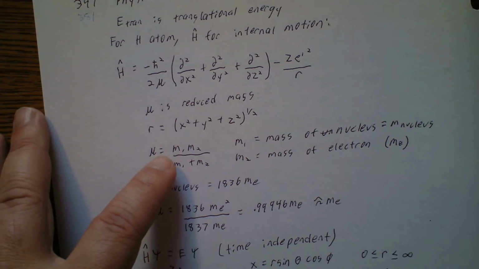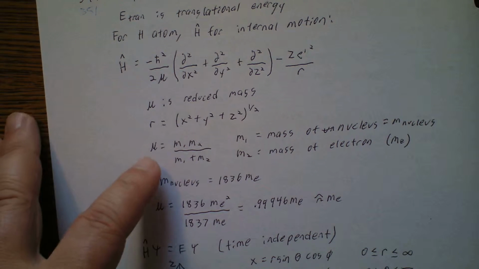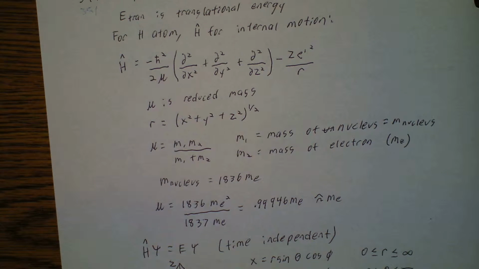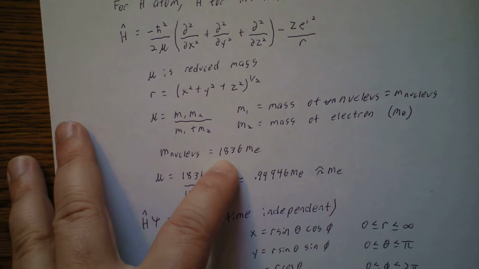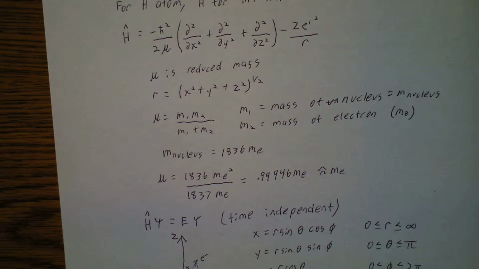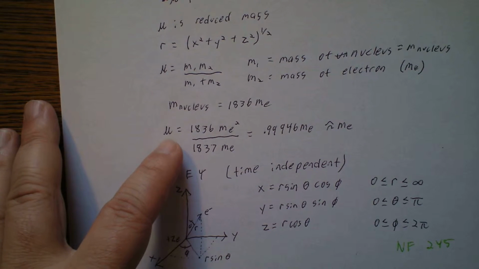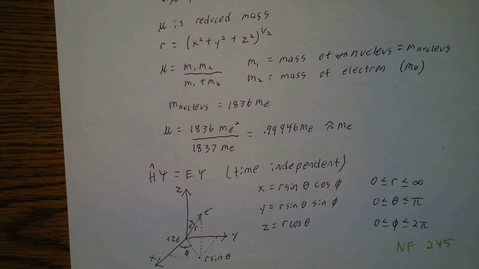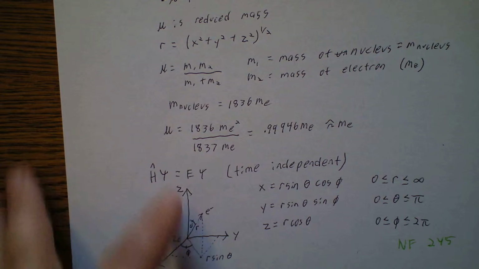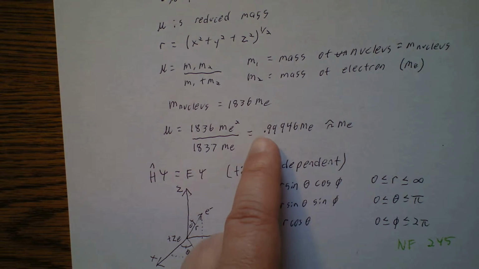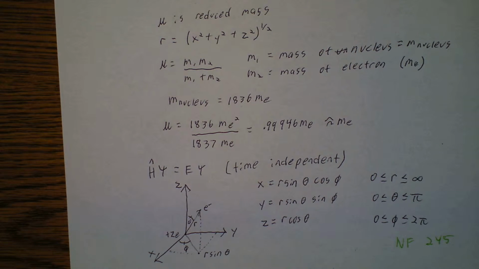Again, mu is found by multiplying mass 1 times mass 2 divided by mass 1 plus mass 2. Mass 1 we'll say is the mass of the nucleus, and mass 2 is the mass of the electron, m sub e. The mass of the nucleus will be 1,836 times the mass of the electron. So mu is equal to 1,836 m_e squared divided by 1,837, remember, that's m_e plus 1,836 m_e. So we get 0.99946 m_e, which we can round and say is roughly the mass of the electron.